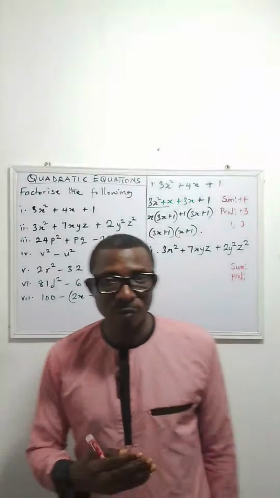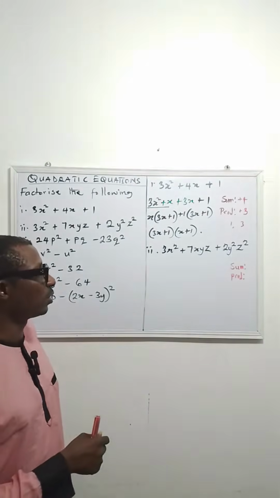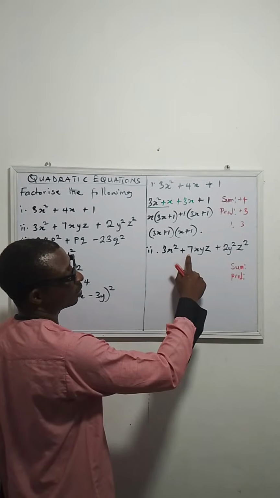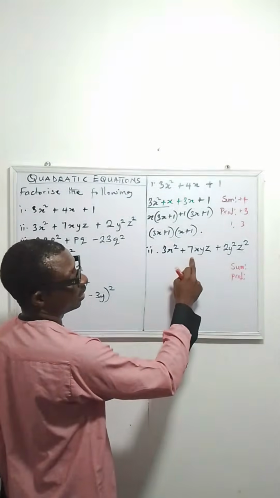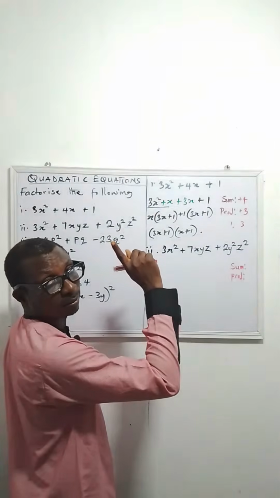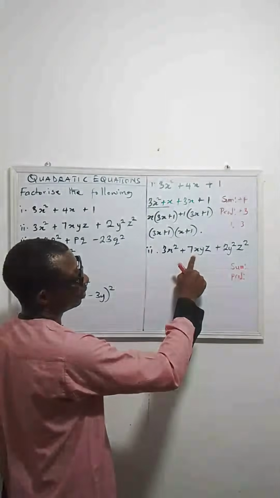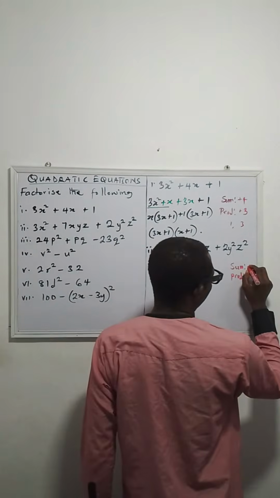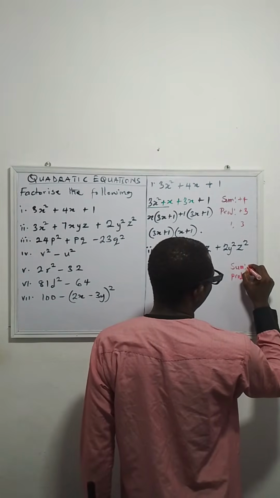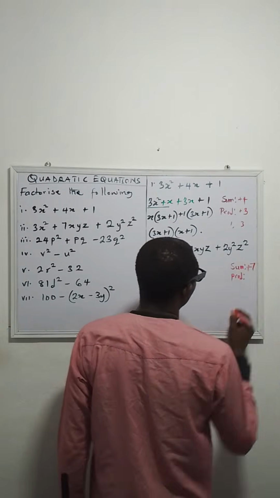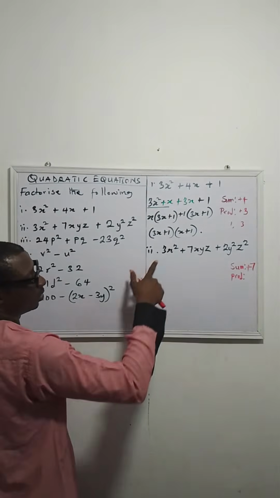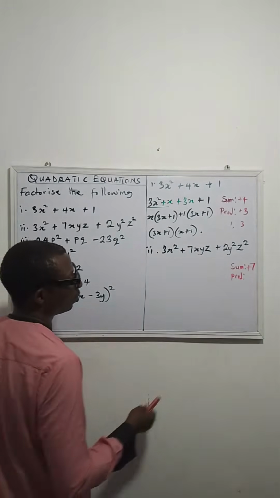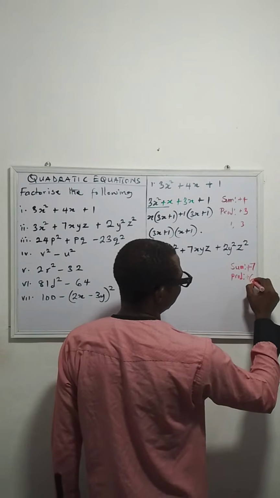Okay, so now you compare with what you are going to have here. So the sum and product, don't forget, the sum is the coefficient of this linear term, that is the unknown with power of 1. So that's plus 7. So the sum is plus 7. And so what is the product? The product is 3 times 2, the coefficients. And that gives you plus 6.